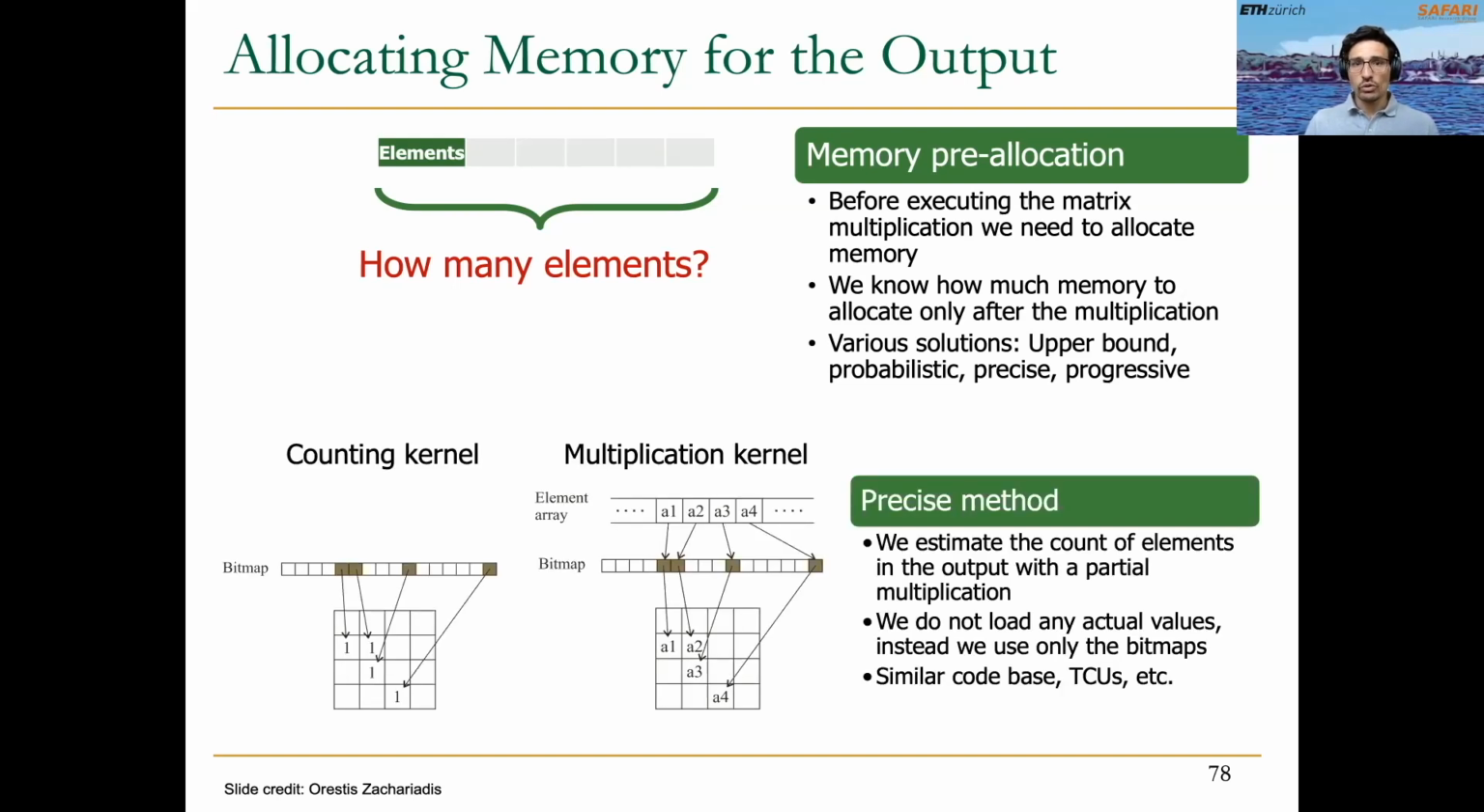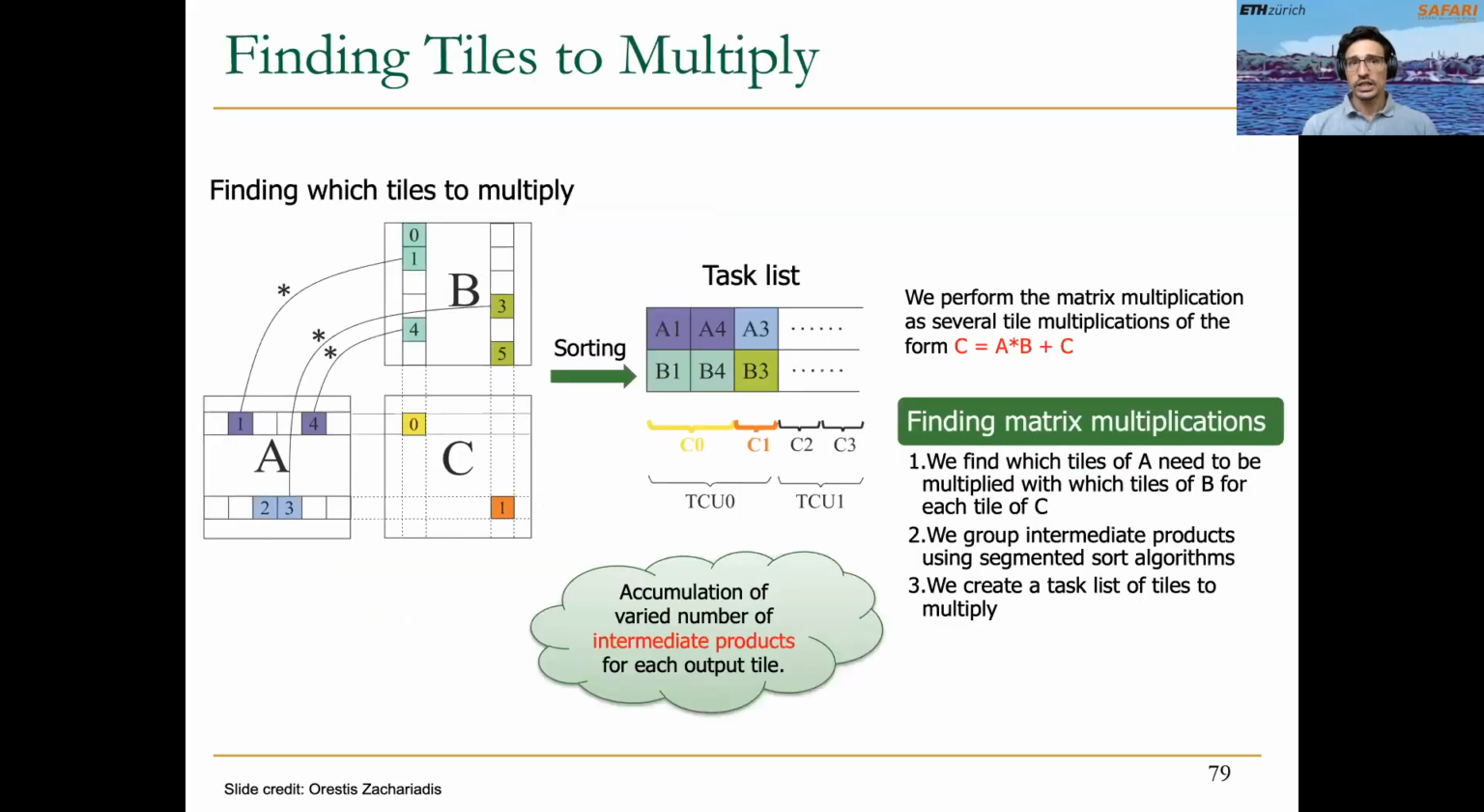In order to do so, what we first use is a counting kernel. This counting kernel is kind of a simplified matrix multiplication where we are only using the values, the bitmaps, and based on that, we count how many non-zero elements we are going to have in the output matrix, and based on that, we will allocate as much as we need. But more interesting is to see how we find the tiles that we have to multiply. In order to perform the multiplication and schedule the multiplication of tiles or submatrices onto the tensor core units, what we create is a task list based on the tiles that we will have to multiply.